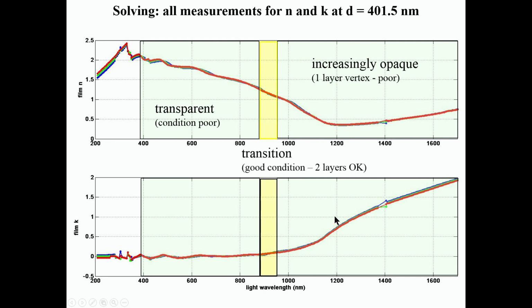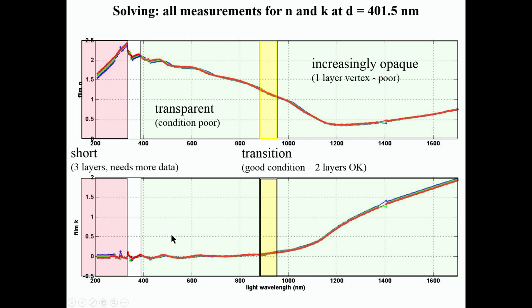And interestingly enough, there's a little region in between them, a transition region, where there's actually good conditioning. We'll see that momentarily, and we can get more information out of this than we can in these other two regions. So the answers in there are a little crisper.